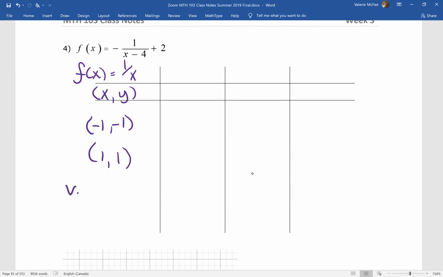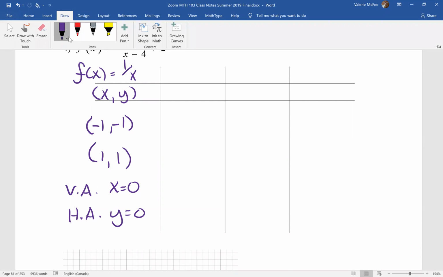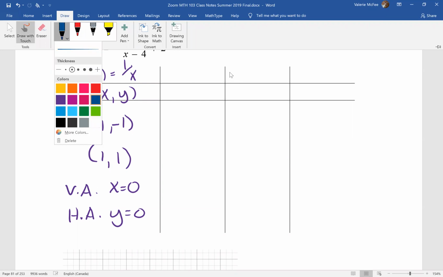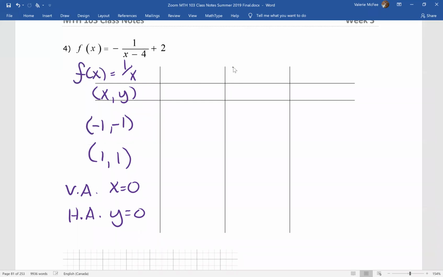But I suggested that you fill in your vertical asymptote and your horizontal asymptote here as well. If you didn't do so, do it now and make sure you find your asymptotes for the final graph. And then I've suggested that you start with any reflections, stretches, or compressions.